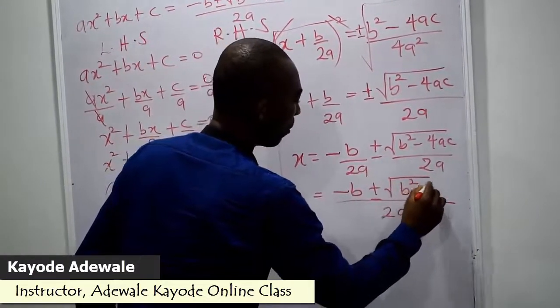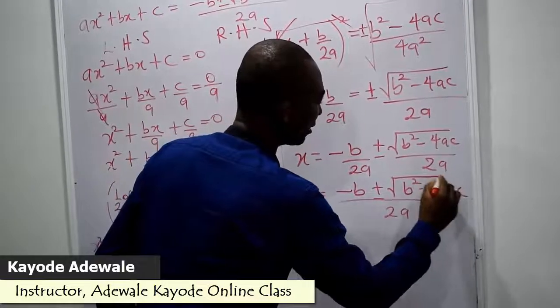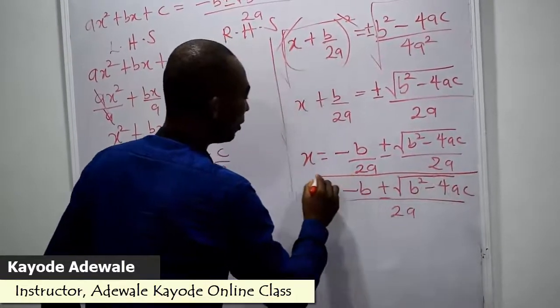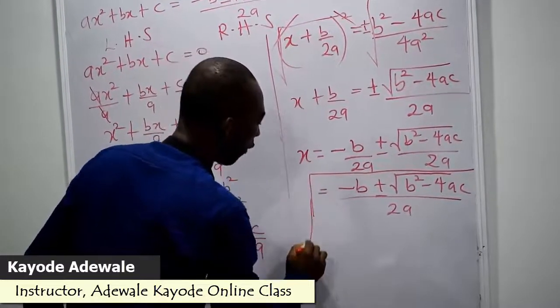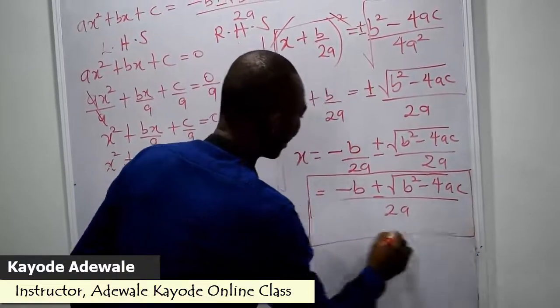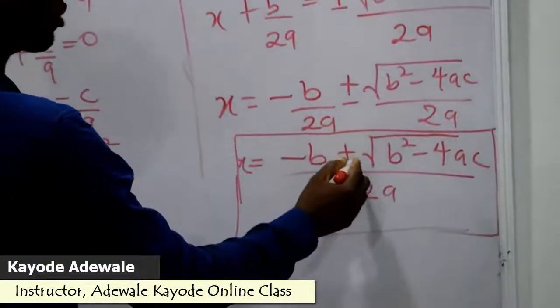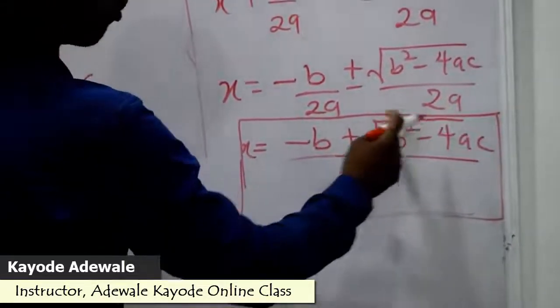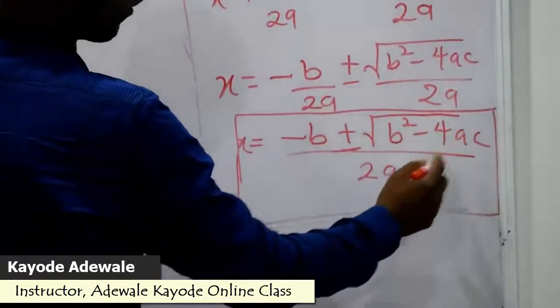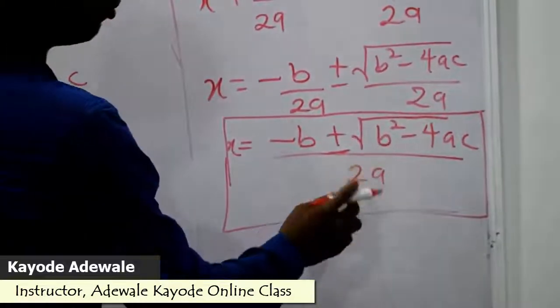B squared minus 4ac. This is now the quadratic formula. This is the quadratic formula. That is x is equal to minus b plus or minus square root of b squared minus 4ac, everything over 2a.